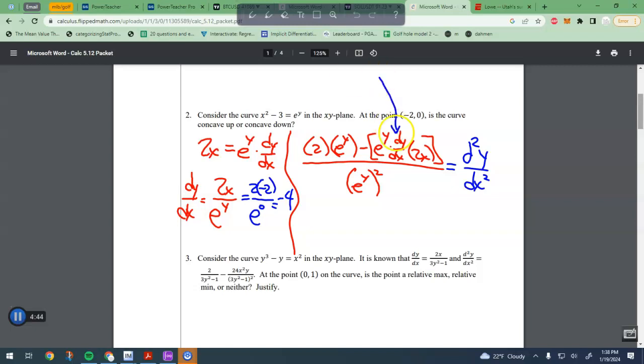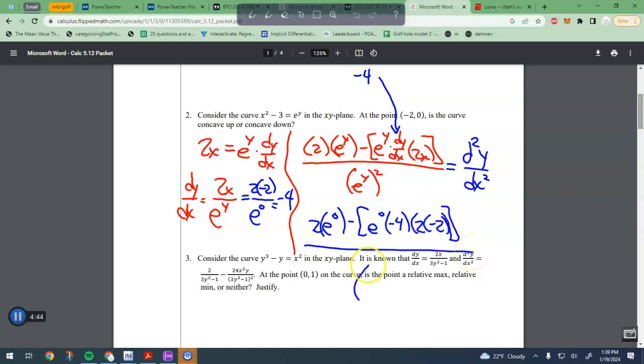So instead of that dy dx there, I'm going to put negative 4. It's way easier to work with numbers. Whenever you can work with numbers, I recommend that. Then I'm going to plug in everything else that I know and see whether it comes out positive or negative. So 2 times e to the 0 minus e to the 0 times dy dx, which is negative 4, times 2 times negative 2. I don't really need to worry about the bottom because anything squared is going to be positive, but for the sake of completion, I'm going to put it there.